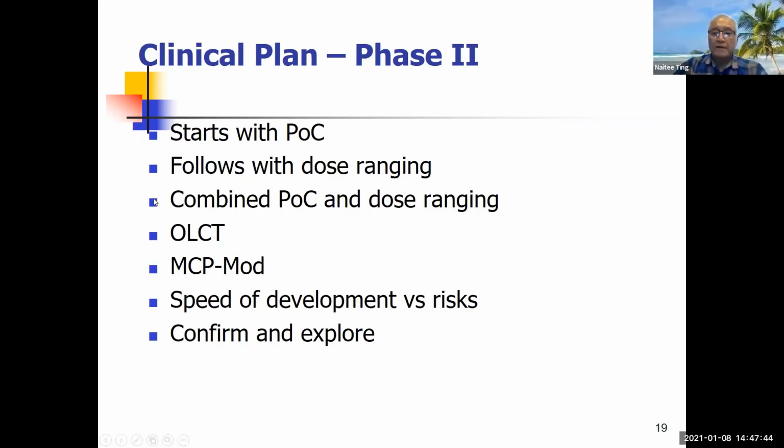And nowadays, a lot of companies are combining both POC and dose ranging together. And then we have different statistical methods to deal with it. And then we'll get into the detail once we get into phase 2. OLC being ordinal linear contrast test. MCP mod being another popular phase 2 method. And so once you combine POC and dose ranging, you increase the speed of development, but you're carrying more risks. Again, once we get into phase 2, we can be a little bit more specific about what I mean by these kind of trade-offs.